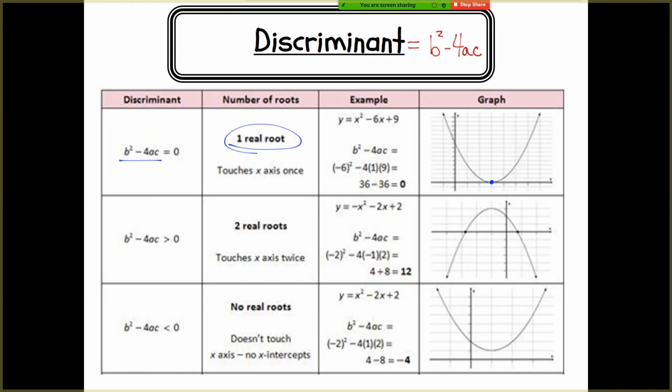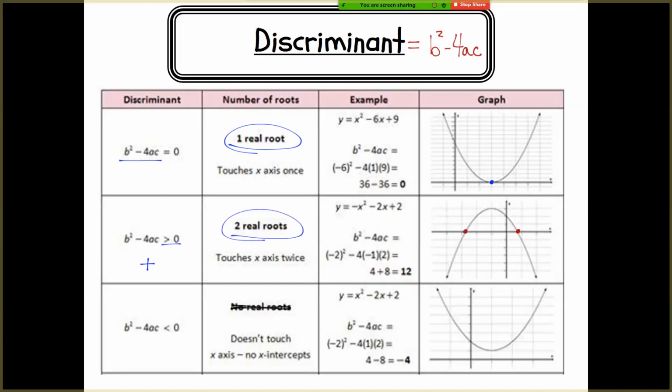The second scenario, if you would take b squared minus 4ac and you got a number greater than 0, that just means any positive number that you get, you're going to have two real roots. So real being you can graph them and see them on your x-axis. So for example, right here and right here for this example. So right there you have two roots because your graph is crossing your x-axis 2 times.